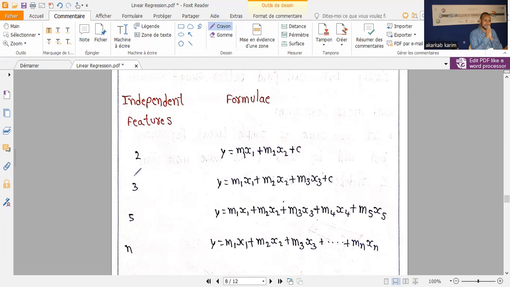If I have three features at this time, the equation comes like this: Y equals M1 X1 plus M2 X2 plus M3 X3 and C. That means I will find the best combination of values for all these parameters we have here. If I have 5, also the same thing. I need to find the best parameters of M1 to M5 plus C.